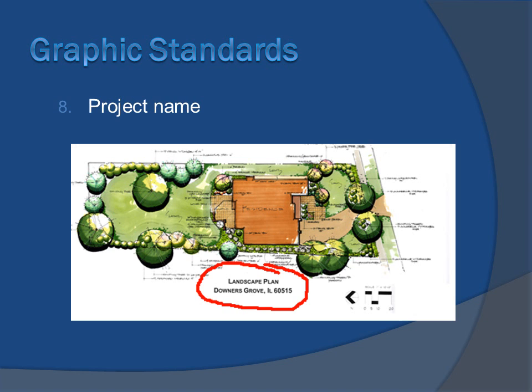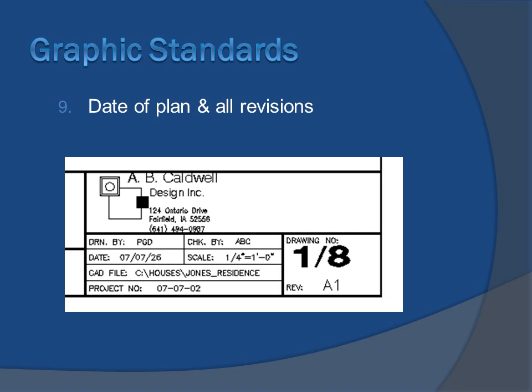Project name, be a landscape plan. It could be an irrigation plan. That's some real good rendering right there, isn't it? And the date of the plan, and then all of the revisions. So, yeah, we're going to make a lot of changes probably in irrigation. You're going to make a lot of changes in landscape design. And hopefully you'll get paid for it.